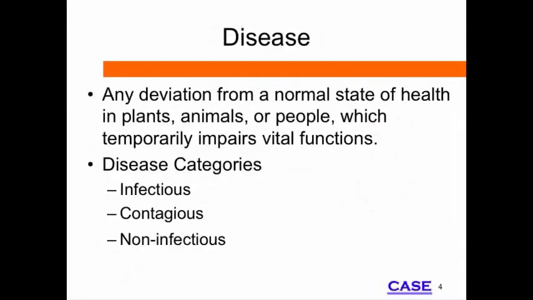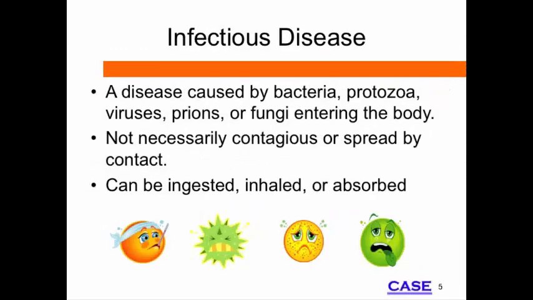Diseases have many causes and come in many forms. Diseases are commonly classified into three categories: infectious, contagious, and non-infectious. Contagious diseases are infectious, but not all infectious diseases are contagious. Infectious diseases occur when microorganisms enter and attack the body. Infectious diseases are not always spread by animal contact. Some diseases are ingested from food and water, acquired through the air, or absorbed through skin and mucosal membranes.